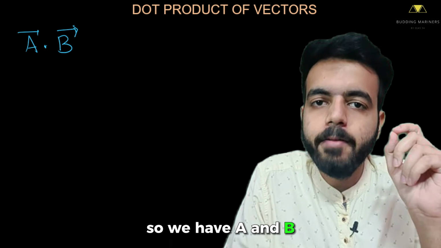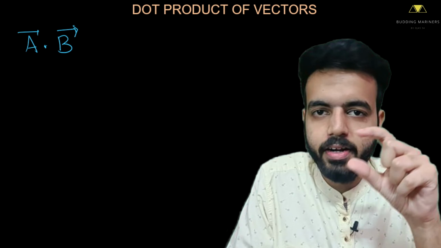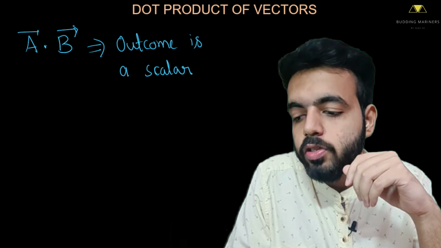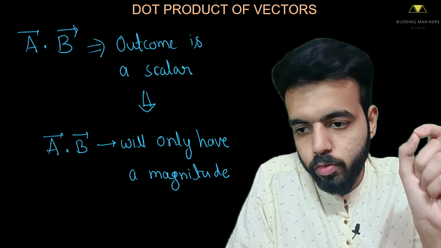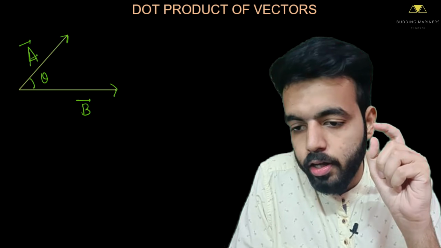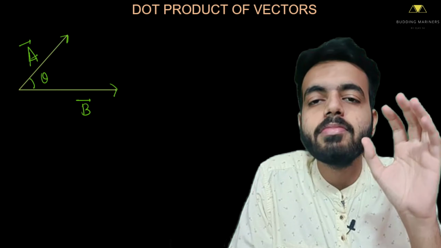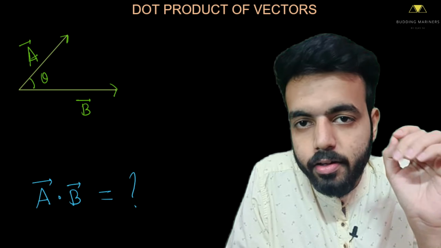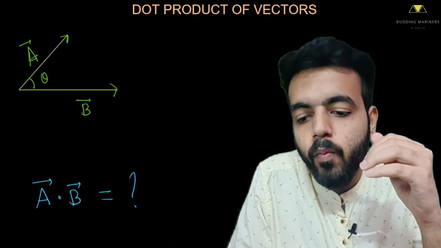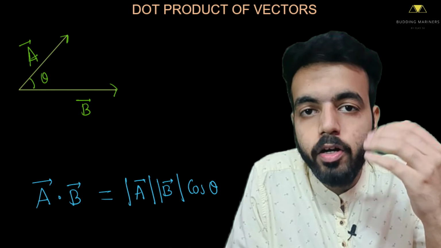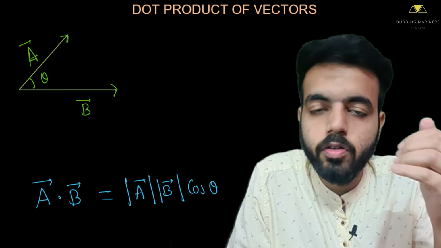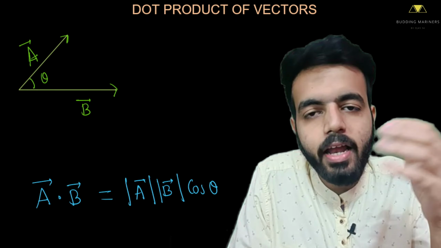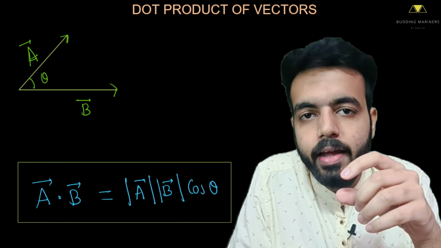So we have A and B. This is how the dot product is represented: A vector dot B vector. Now the outcome is going to be a scalar, as we talked about, so it will only have a magnitude. Let's say the angle between A and B is theta. So A vector dot B vector, the scalar product, will be equal to the magnitude of A times magnitude of B times cos theta, where theta is the angle between A and B. Okay, so this is the value of the dot product of A vector and B vector.